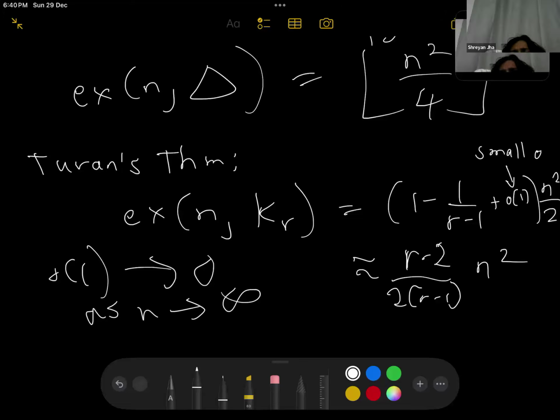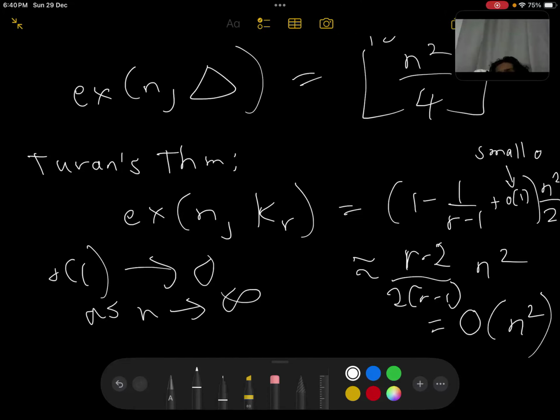It's not constant. It's not capital O. It's small o. Capital O(1) would mean constant, and I'll abstract this further and say this is now capital O(n square). This is Turan's theorem, and in fact this quantity here, ex(n, K_r), can be explicitly determined.